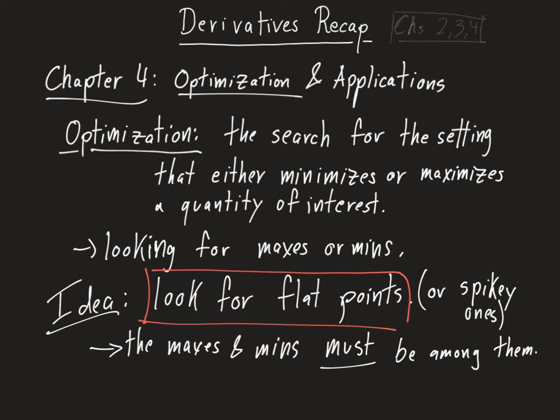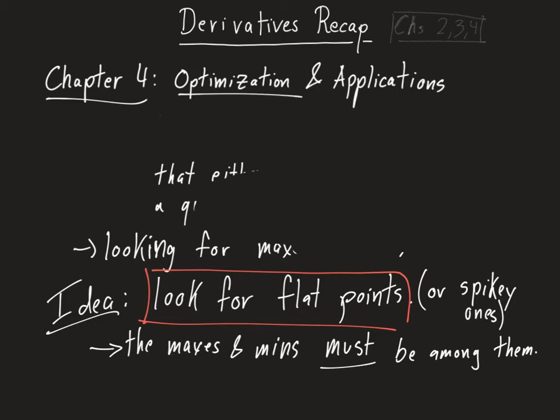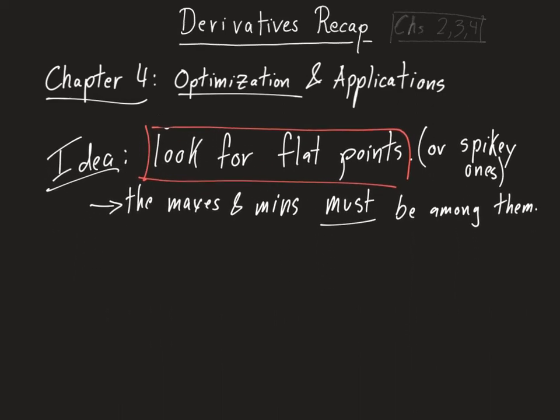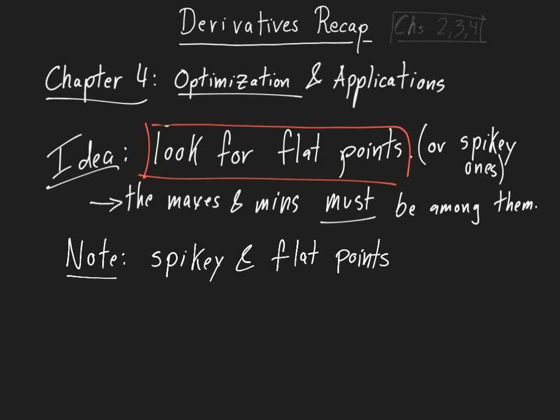Now, if we're talking about a graphical optimization problem, this is all I have to say about this. There's nothing more to be done. You're just looking for points on the graph which are either spiky or which are flat. It's worth noting that spiky and flat points are called critical points.